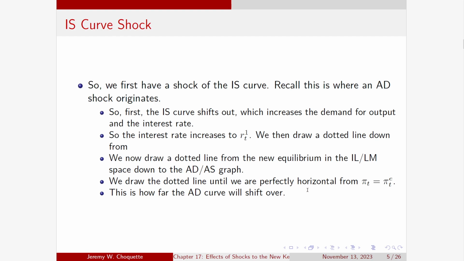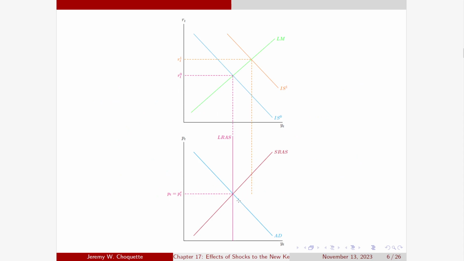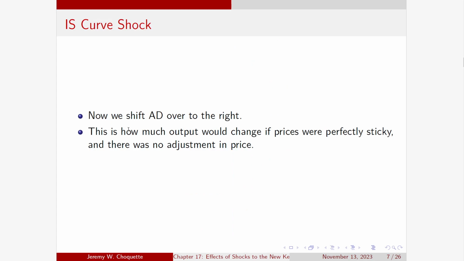And we're going to do so, like I said, until we're perfectly horizontal from where the price level equals the expected price level. This has inflation and expected inflation. My mistake here, guys. It's supposed to be the price level. And this is going to tell me exactly how far the aggregate demand curve will be shifting over. So we shift the aggregate demand curve over by the horizontal amount that the demand for output has increased by. So aggregate demand shifts over to the right, and it's how much output would change if prices were perfectly sticky and there was no ability for an adjustment in price.